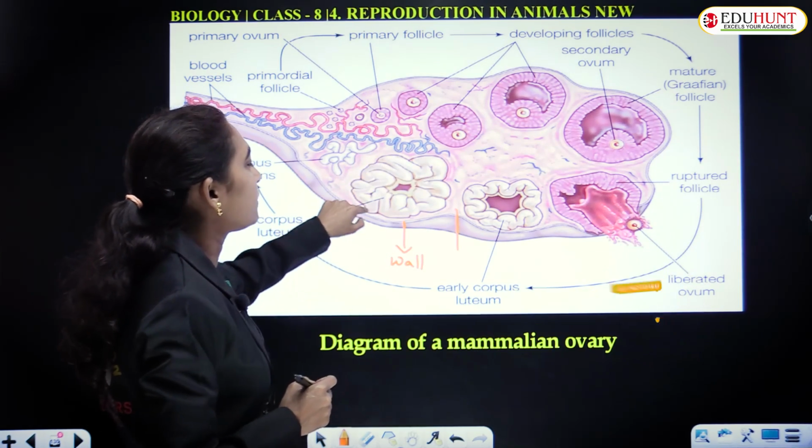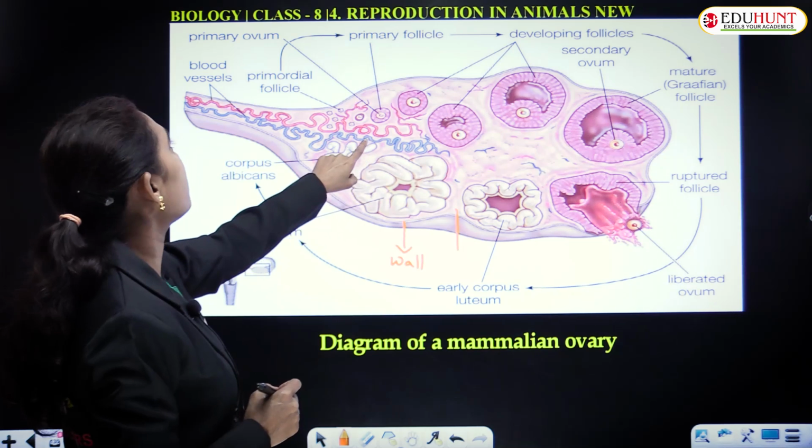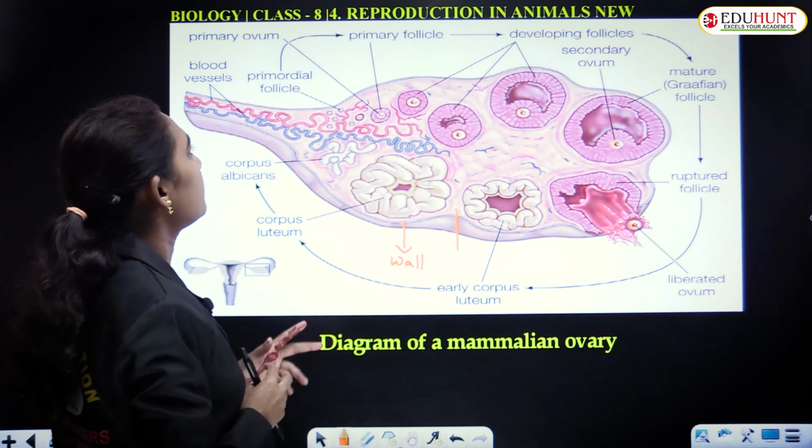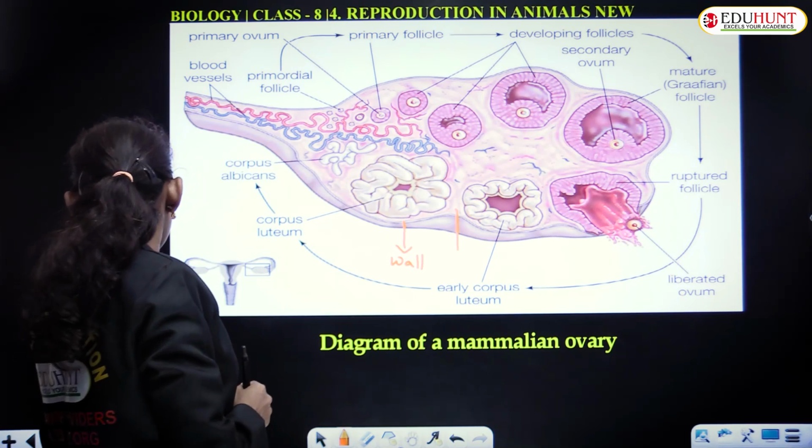These are the ovarian follicles or the Graafian follicles. You can see them in the picture.